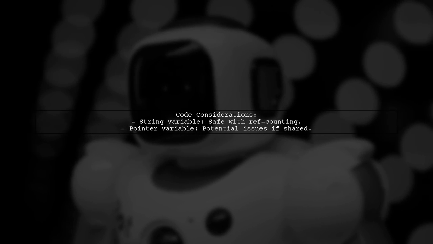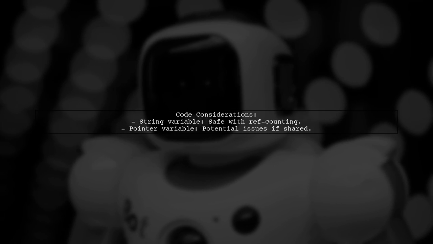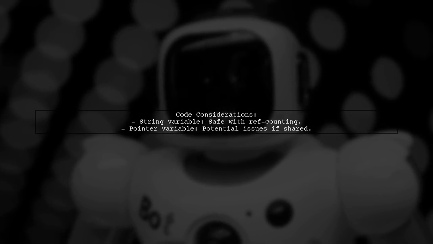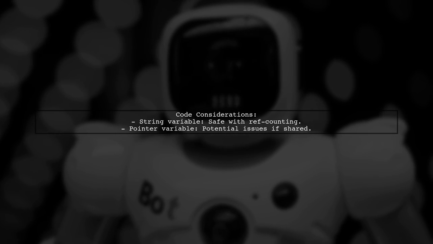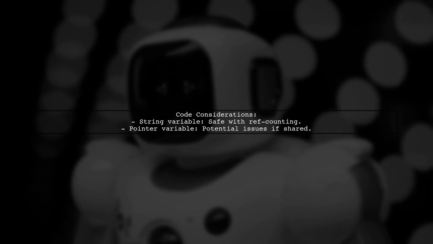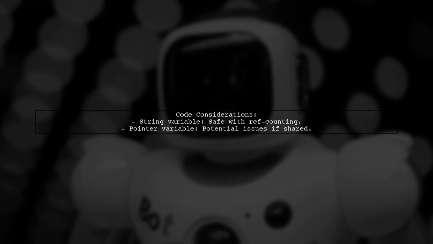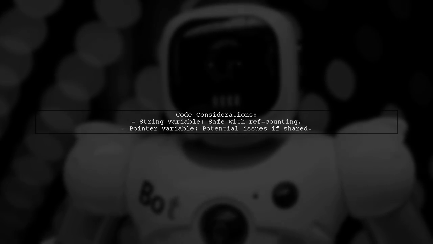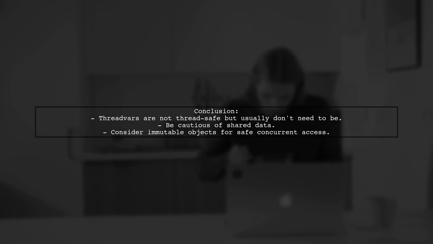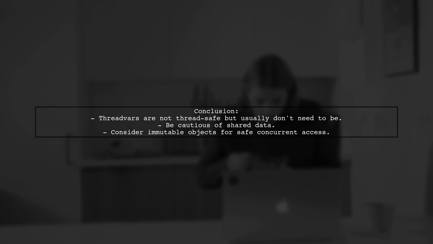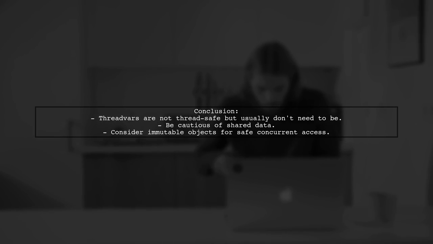In your code, the string variable is generally safe due to Delphi's reference counting, but be wary of any code that might bypass this. The pointer variable, however, could lead to issues if shared across threads. In conclusion, while Threadvars are not inherently thread safe, they typically don't need to be. Just be mindful of how you use them, especially with shared data. Also, consider using immutable objects for cached data to ensure safe concurrent access.